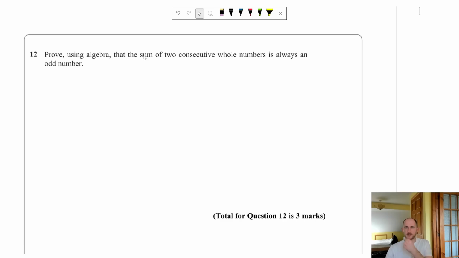Algebraic proofs, another topic that is normally, well, historically, not answered very well. Prove using algebra that the sum of 2 consecutive whole numbers, or they may say the word integer, is always an odd number. Now, it's interesting because they introduced the word consecutive last year or the year before, I can't quite remember, and very, very few students got it right. It just threw everyone off.